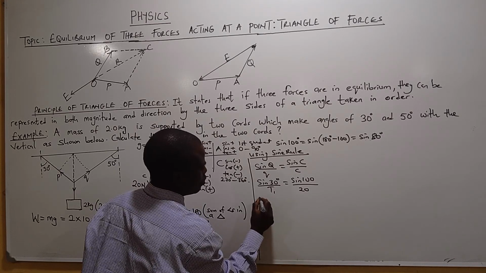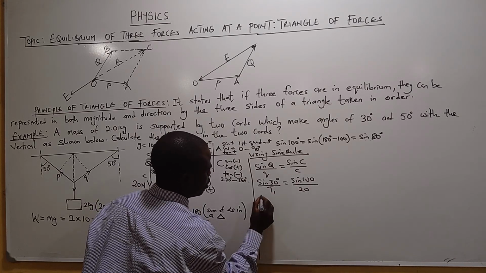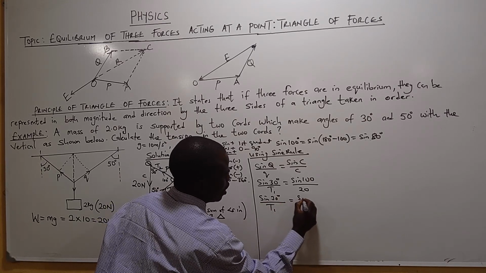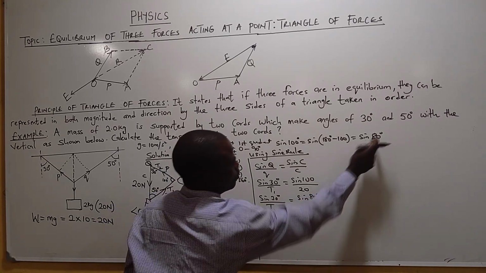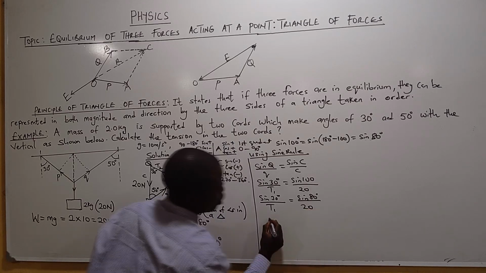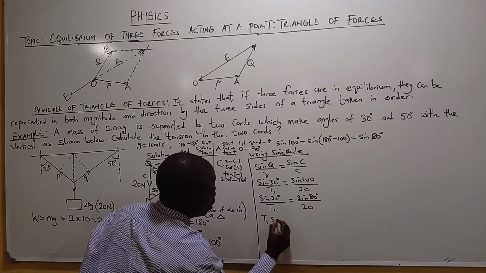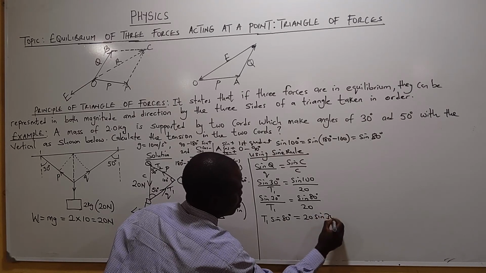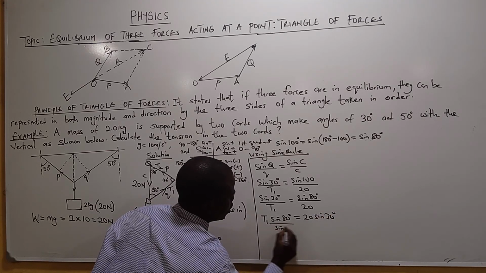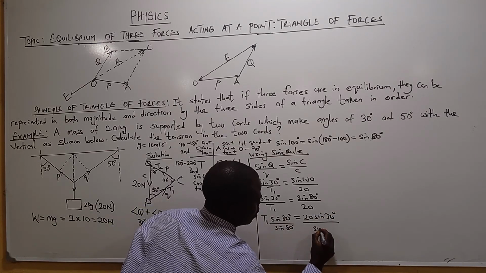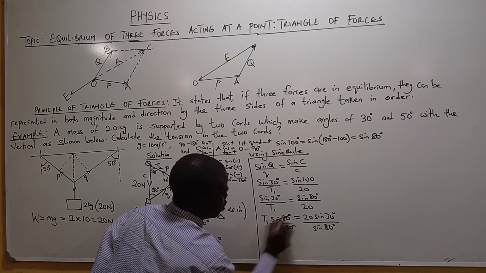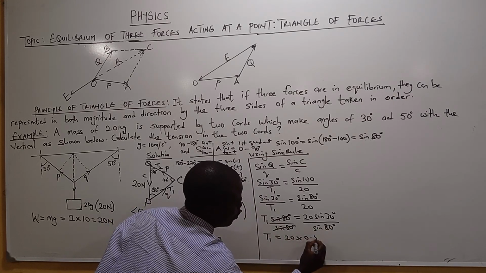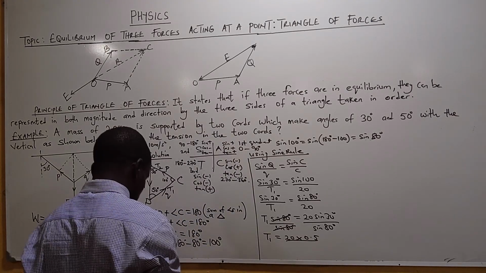Now you cross multiply. You can change it to this: sine 30 degrees over T1 equals sine 80 degrees over 20. Cross multiply: T1 sine 80 degrees equals 20 sine 30 degrees. Divide both sides by sine 80 degrees, they cancel each other. T1 equals 20 times sine 30 degrees, 0.5, divided by sine 80.